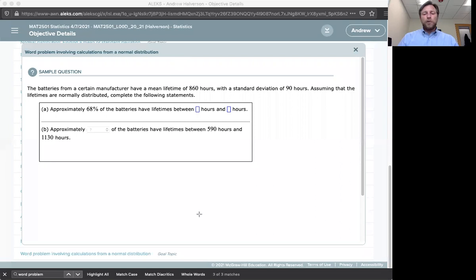So let me draw my normal distribution again. And I'm going to try to draw, please don't judge me on my drawing abilities. It's usually pretty terrible.